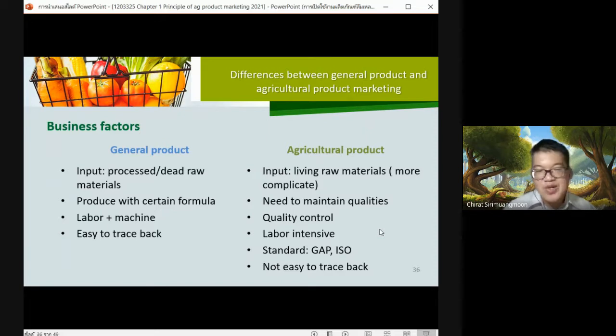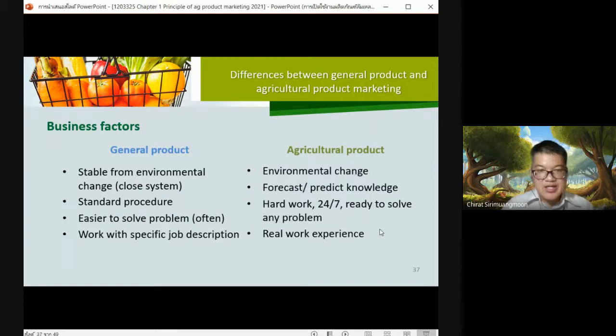But for general products, you can use a traceback system, and they can also have labels and machines that are very easy to apply. So they have lower labor, and maybe the machine can work for you. Then general products have quite a stable environment because it's like a closed system. But agricultural product is open. If we have temperature change, the climate change affects our product's quality a lot.